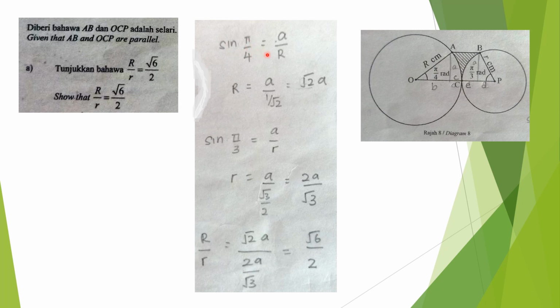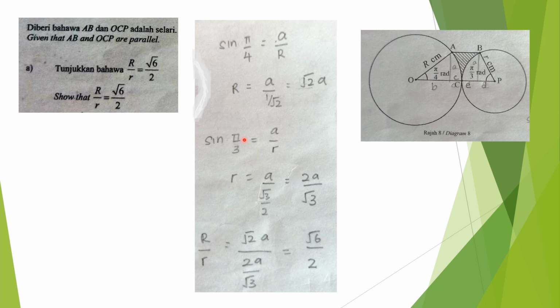Sine pi over 4 equals the opposite length A over the hypotenuse, capital R. So from here you find what R is. R is A over sine pi over 4, which is A over 1 over square root 2, so it will be equal to square root 2 A. Same goes for the small circle. Sine pi over 3 equals the opposite length A divided by the hypotenuse, small letter r. So from here we find what r is.